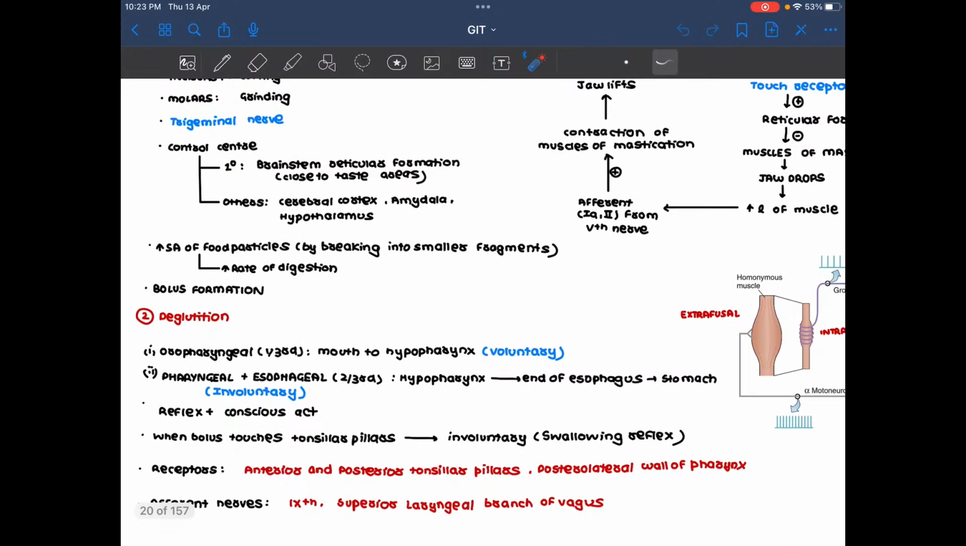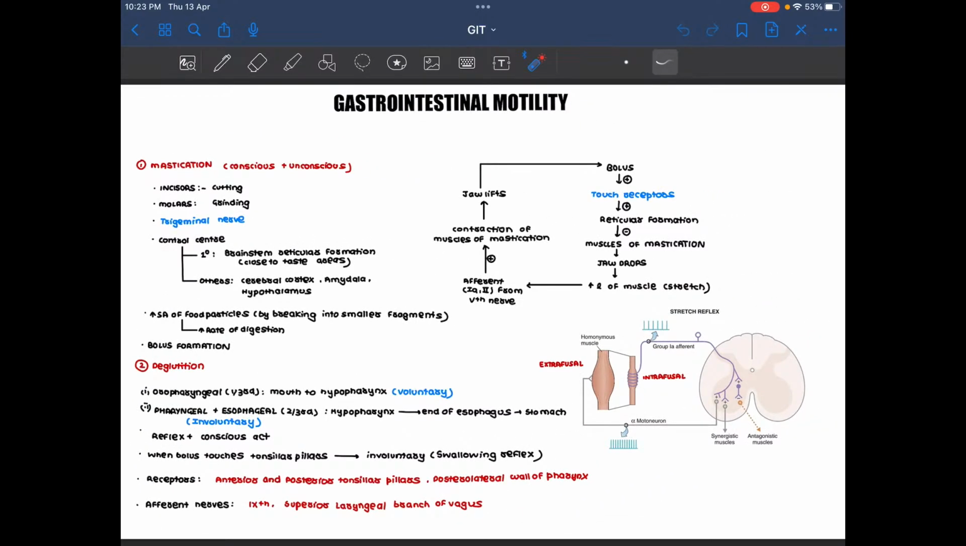And what is the role of mastication? सिर्फ जितना हम chew करेंगे, that's going to increase the surface area of the food particles, है ना? So that's going to increase the rate of digestion. And the second is to form a bolus, so that we can elicit something next which is coming up, that is a deglutition reflex. So let's talk about the deglutition reflex now.